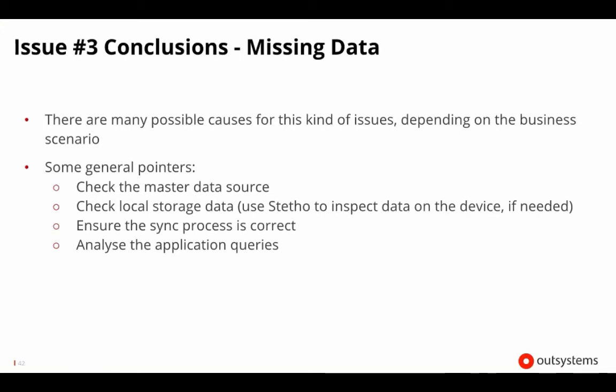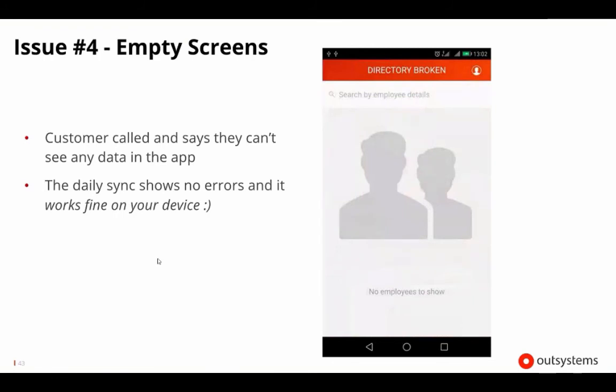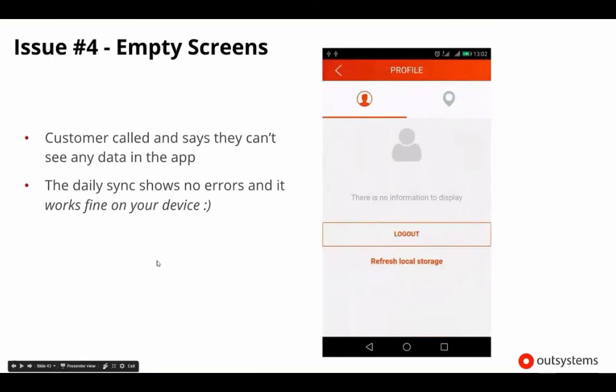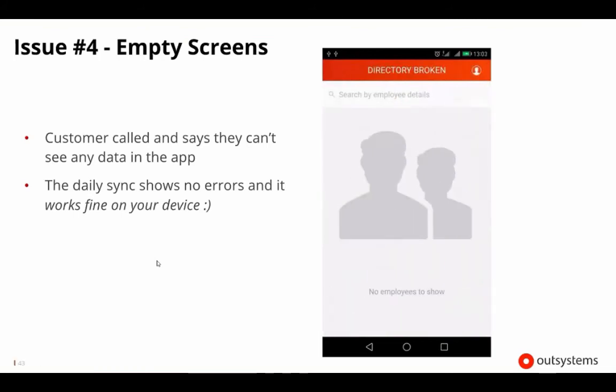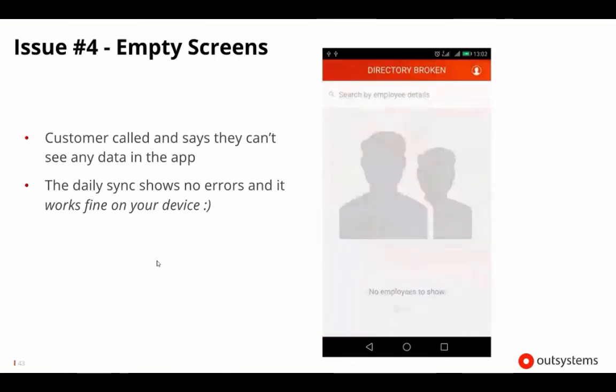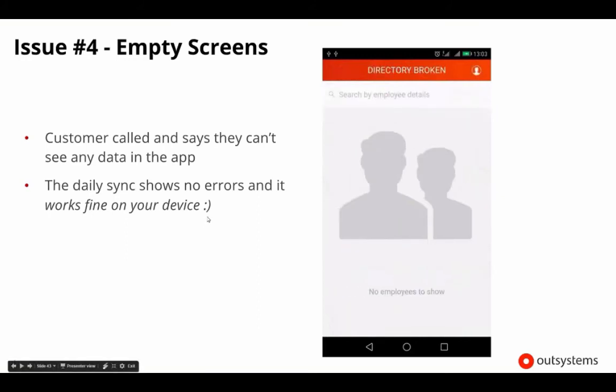Okay, I hope you're not getting too tired. We have one more. In this one, we just get a complaint from a customer that they can't see any data in the app. Now, there are no errors in the daily sync, and it works fine on your device. I mean, it's what everyone says. I know I've said it a lot of times. But in this case, it's true. We've been using the app for the last 20 minutes, and we haven't seen this issue.